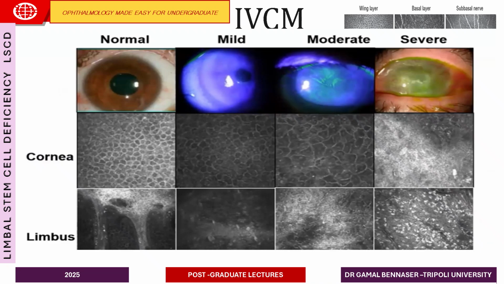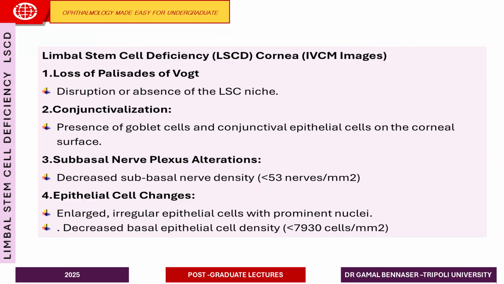As you can see here, these are the palisades of Vogt and the crypts seen in the limbal area. And as the disease becomes more severe, there will be loss of the normal corneal architecture, ending in advanced disease with loss of the palisades of Vogt and also infiltration of plenty of epithelial cells.